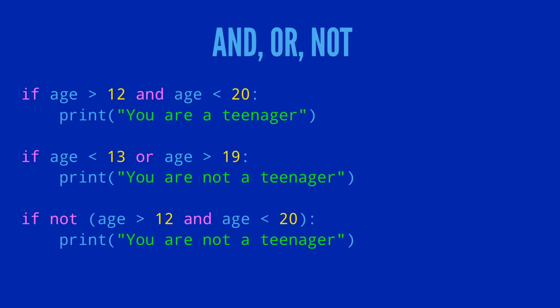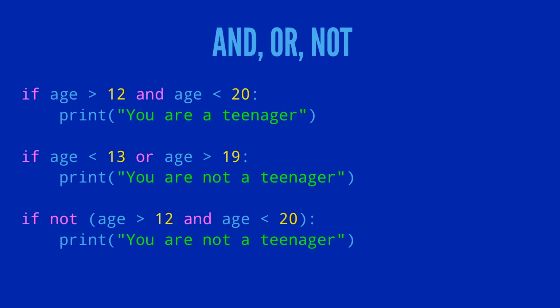So without the not on that last example, it would just find you the ages that were teenagers. However, when we surround it by the not, it negates that fact, and therefore it flips it around so that we're actually looking for anybody that is not a teenager. So this is how you start to build up more complicated expressions as part of your if statements.